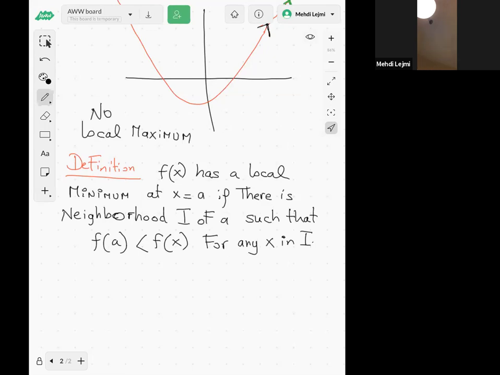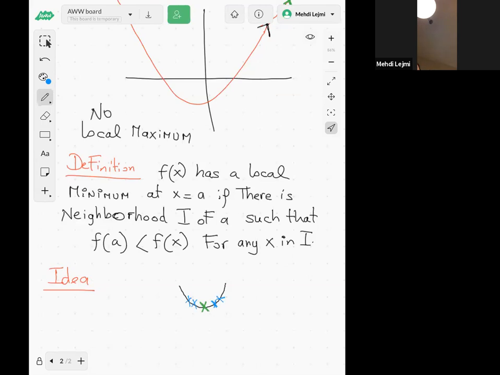Anyway, the idea is that you have something like this, a parabola which opens up, right? Then you take this point here, and as you can see, if you compare it to other points in a small neighborhood around the point, so if you take these blue points and compare them to the green one, the green one would of course be the lowest one, right?